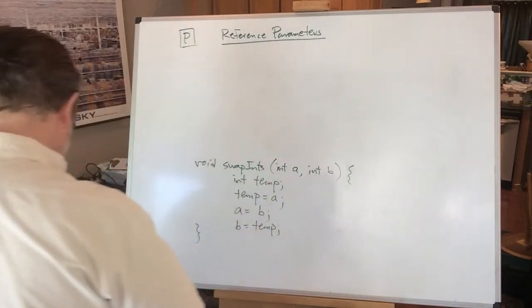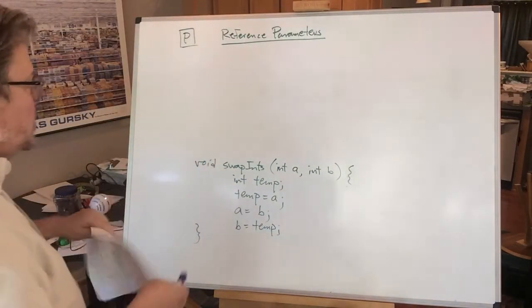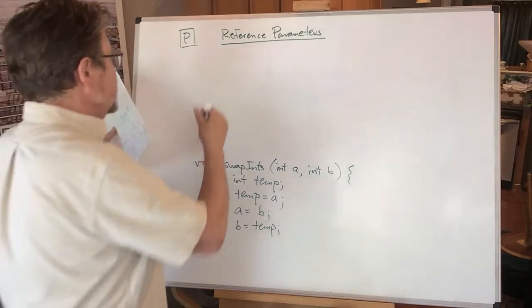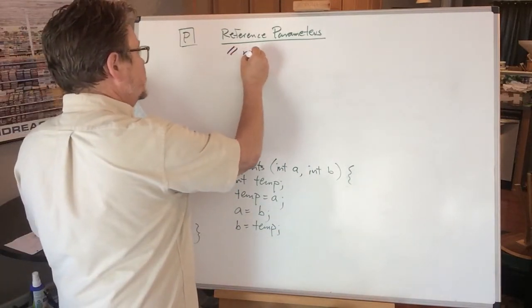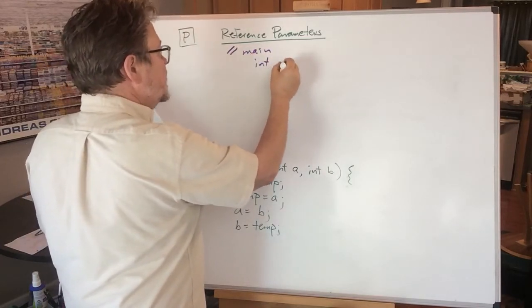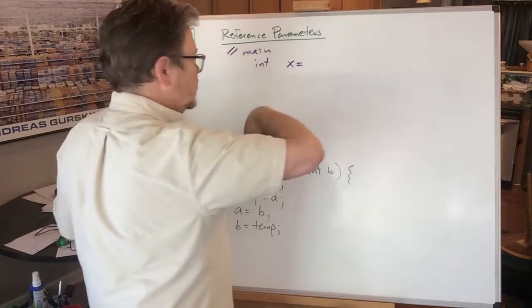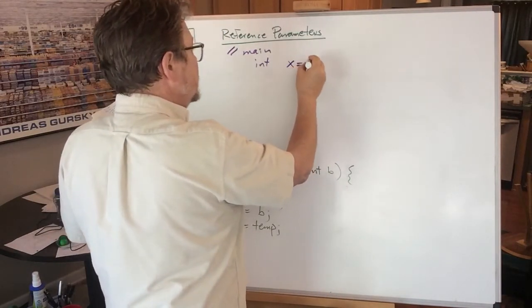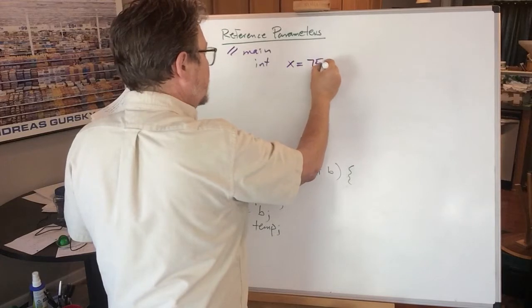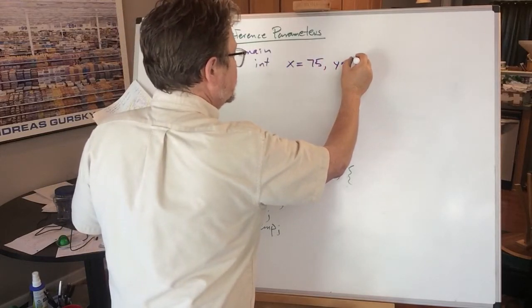Now, I think I did the main program in purple last time, so I'm going to do the main program in purple this time. Here we are in main, and I'll just make up a couple of integer variables. Int x, int y. Short variable names in this one. I'm tired of writing long ones and messing up my hand trying to erase them. X equals 75, comma, y equals 4.